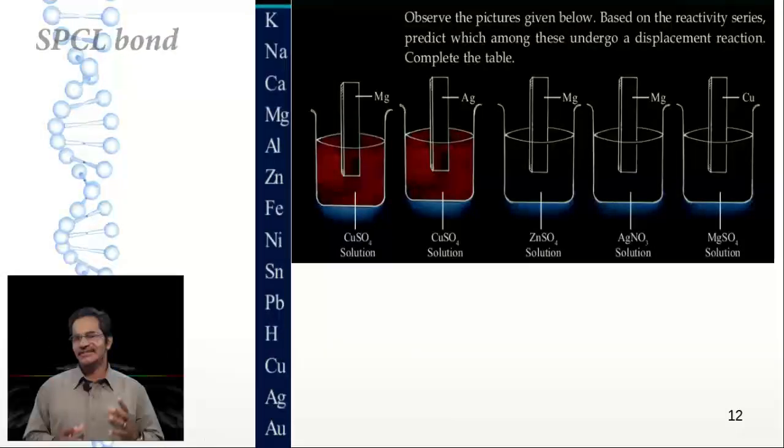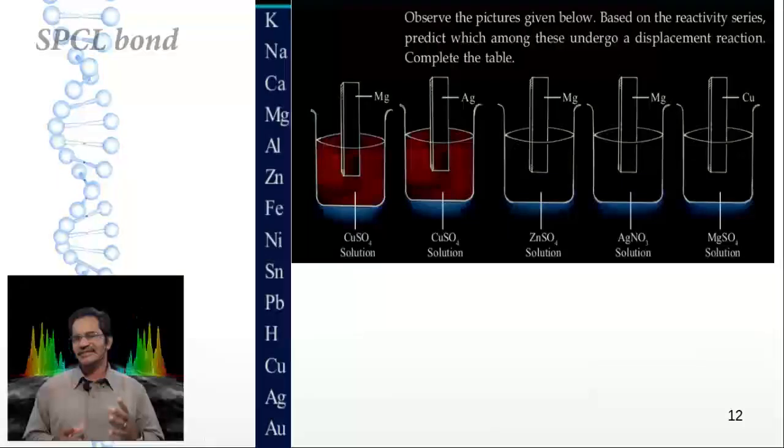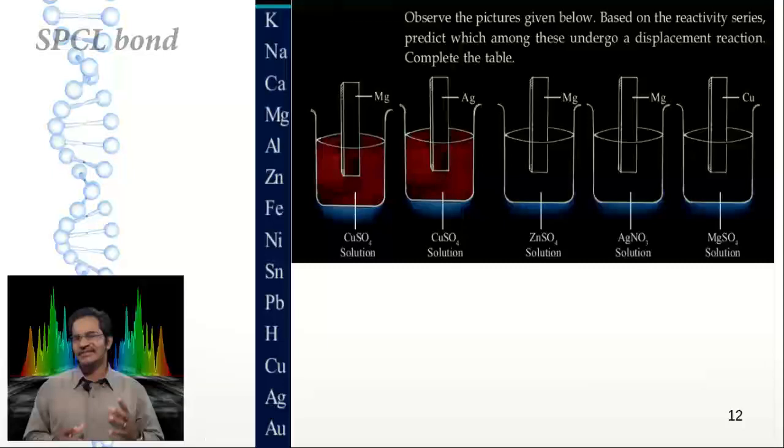Here 5 vessels are there. In each vessel, solutions are taken. In the first vessel, copper sulfate solution is taken. The second vessel, again copper sulfate solution. In the third vessel, zinc sulfate solution. In the fourth vessel, silver nitrate solution. And the last vessel, magnesium sulfate solution.